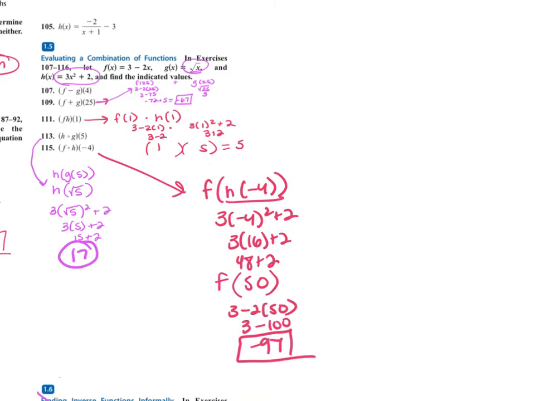So 111, you see how they're right up against each other? That means multiply them. The open dot, like 113 and 115, is an open dot. That means take one, plug it into the other. So this F H or F times H like that is multiplying, where F of H is take the H and plug it into the F. So open dot's the composite one.